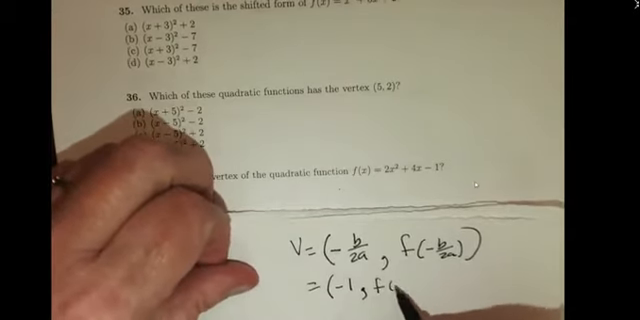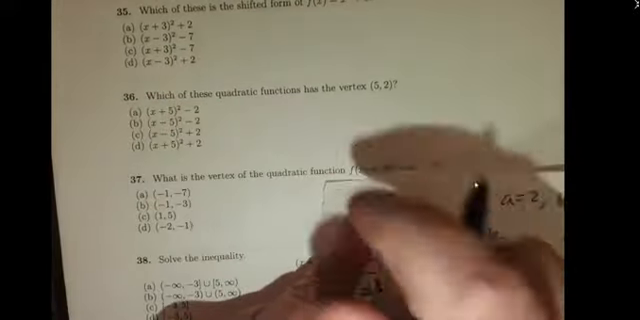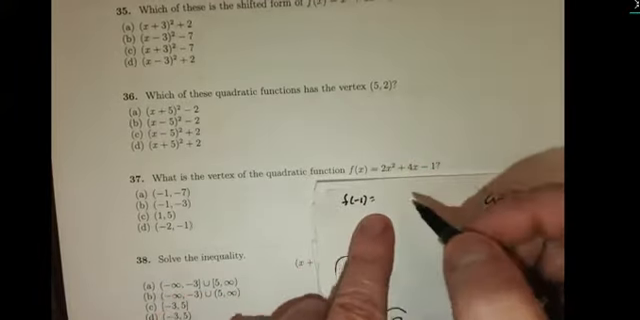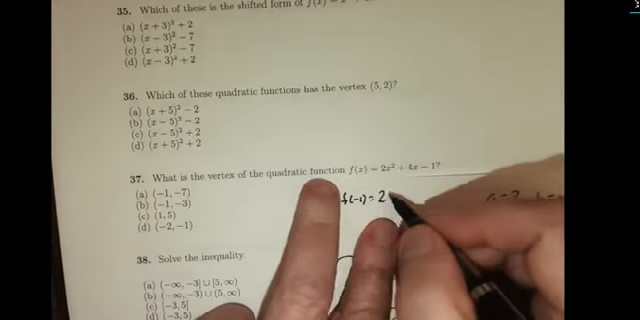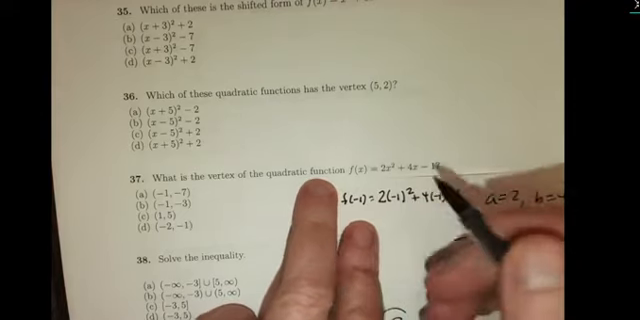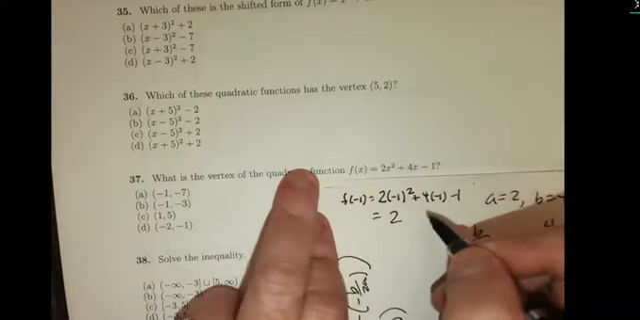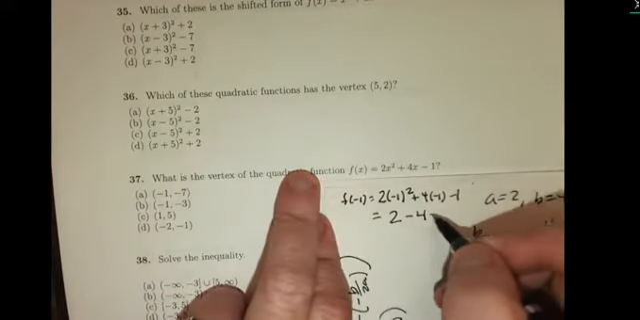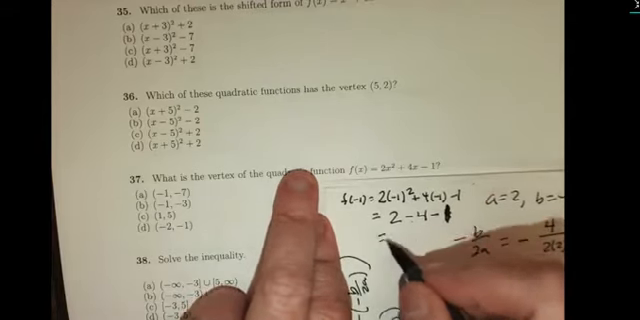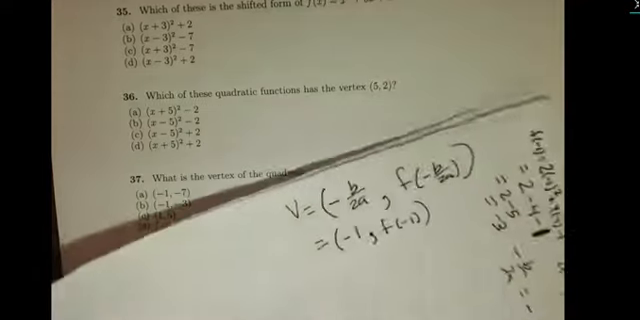Okay, so my x-coordinate is going to be negative 1, and my y-coordinate is going to be f evaluated at negative 1. And what is f evaluated at negative 1? Well, everywhere there's an x, you replace it with negative 1 in parentheses. So 2 times negative 1 all squared plus 4 times negative 1 minus 1. So the negative 1 squared is positive 1 times 2 will give me 2, then minus 4, and then minus 1. And minus 4 minus 1 is negative 5. And so my y-coordinate is going to be negative 3.